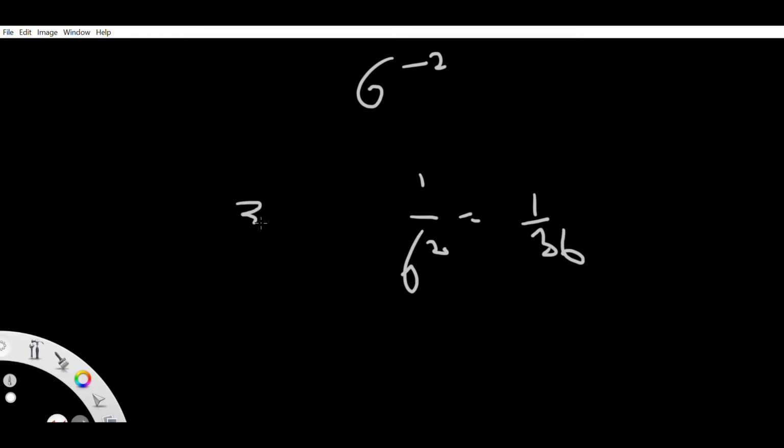Now let's do a few problems. So 6 to the power of negative 2, which is 1 over 6 to the power of 2, which is 1 over 36. 3 to the power of 0 is 1 because any number to the power of 0 becomes 1. 4.2 to the power of 0 is 1 as well.